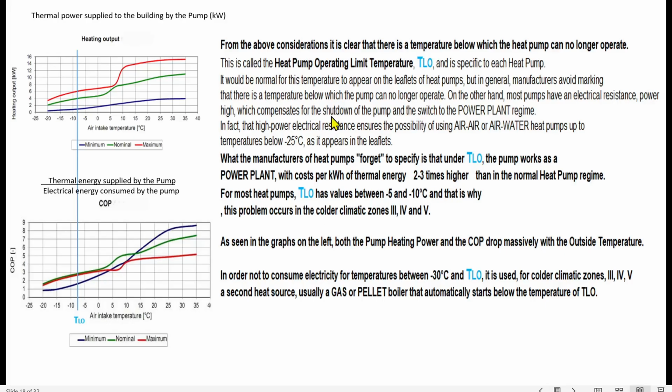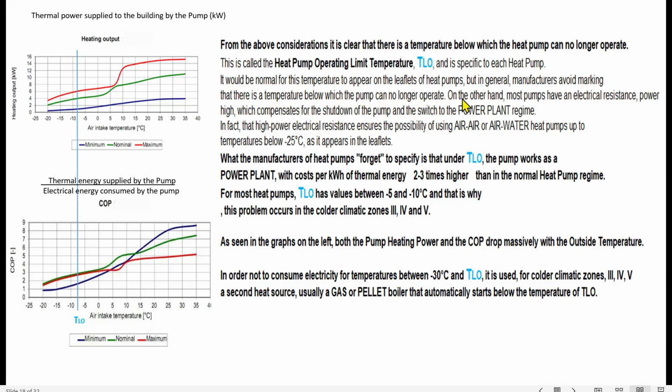For the above considerations, it's clear that there is a temperature below which the heat pump can no longer operate. This is called the heat pump operating limit temperature, and it's specific for each heat pump. It would be normal for this temperature to appear on the leaflets of heat pumps, but in general, manufacturers avoid marking that there is a temperature below which the pump can no longer operate.